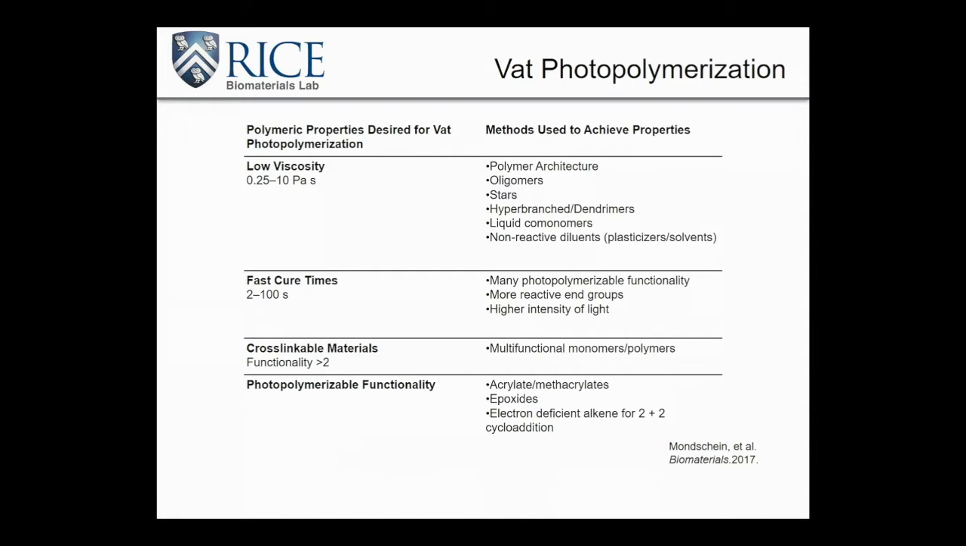And then we already talked about cross-linkable materials and photopolymerizable functionality. A lot of materials that we use in extrusion printing are not always readily available to use in 3D printing. So you have to ensure that the materials you use have some kind of photopolymerizable functionality that you can add to those polymers in order to incorporate them.